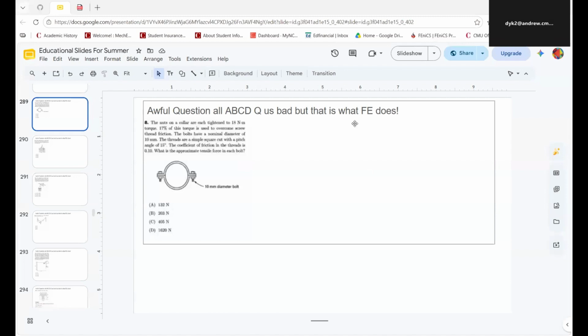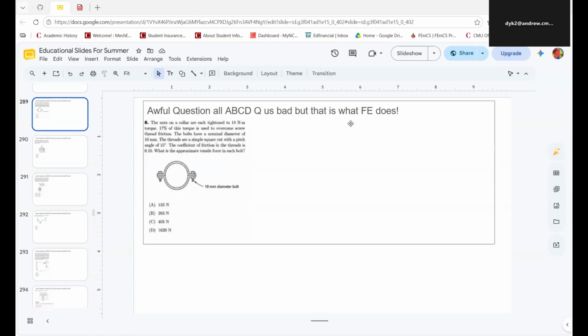So the nut and the collar are each tightened at 18 newton meters. 17% of the torque is used to overcome the thread friction. The bolt has a nominal diameter of 10. The threads are a simple square cut, with a 0.1 coefficient of friction, and a 15 pitch.